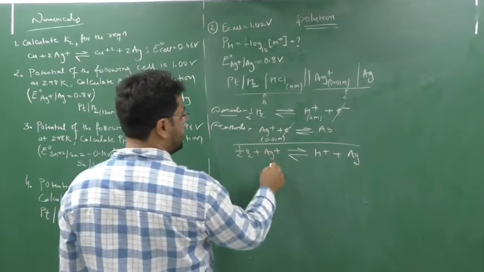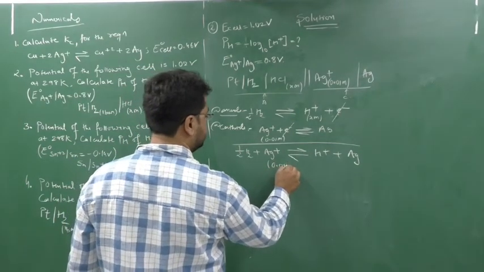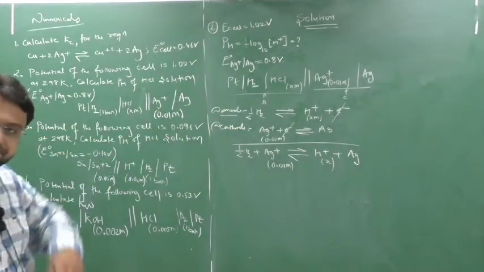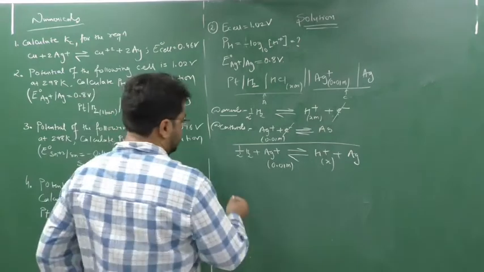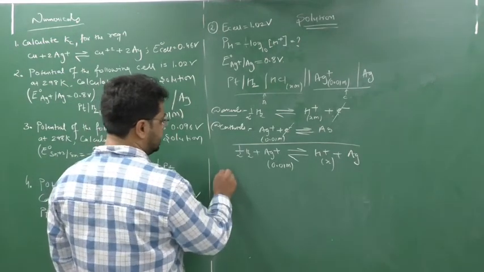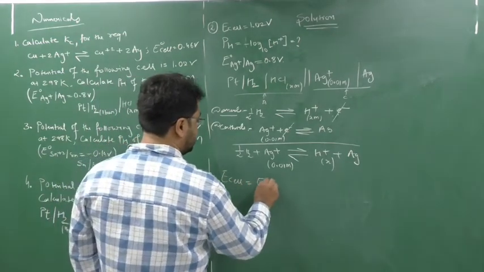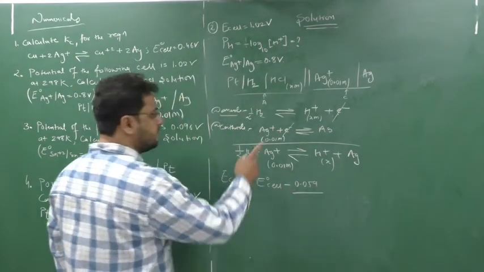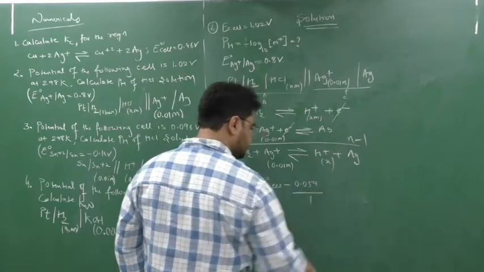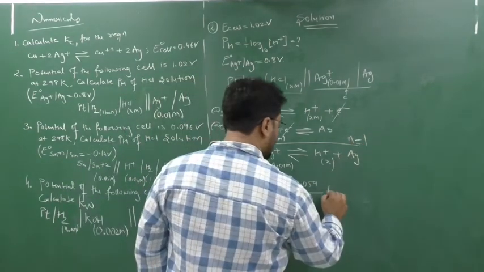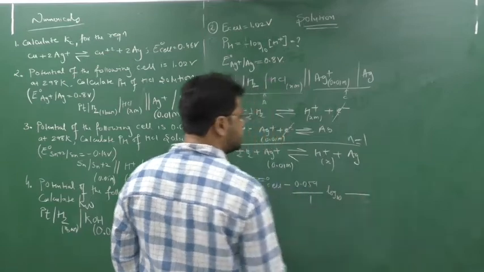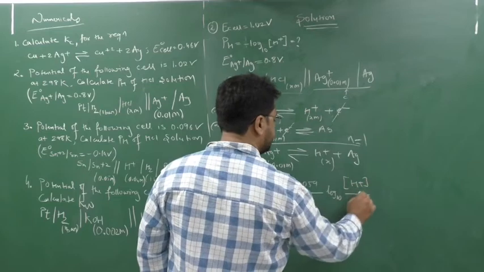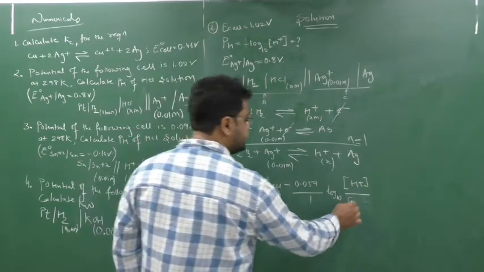Clear? Ag plus, how much concentration? 0.01. And H plus, what is the concentration? X molarity. Clear? Now write down the cell potential. So see, E cell equals E naught cell minus 0.059 upon n. What is the number of electrons transferred here? 1, as we have learned many times. Log to the base 10 of the concentration of product, H plus, over the reactant, Ag plus.